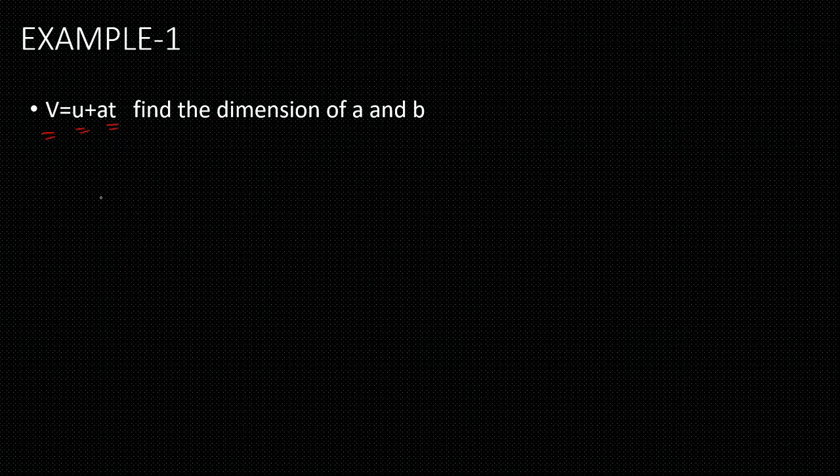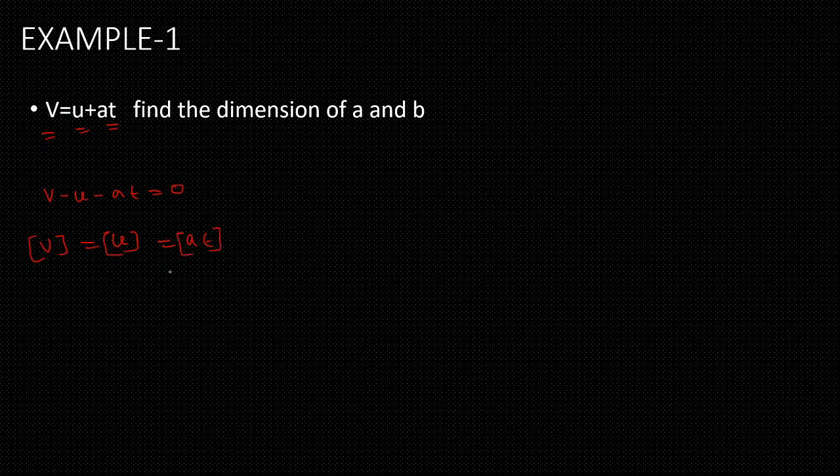Okay, so what can I say from the equation? I can say that if I take the whole term in the left hand side, then it will be V minus U minus AT will be equals to 0. Is that clear to all of you? So we can say V minus U minus AT will be equals to 0. Okay, so from this equation we can say one thing, that the dimension of V will be equals to dimension of U, right? Will be equals to dimension of AT.